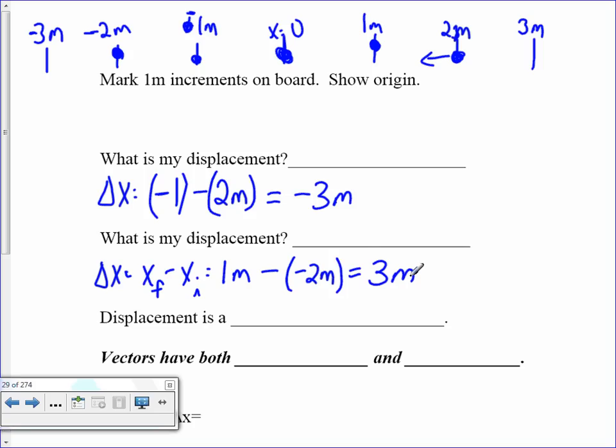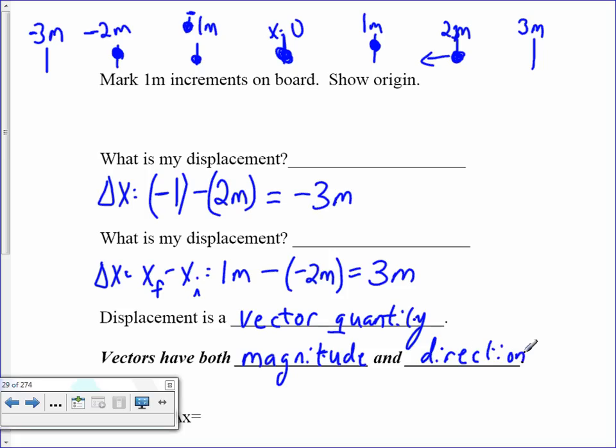So I have two displacements here, one of which is positive and one of which is negative. And that becomes important because displacement is a vector quantity. And vectors have both a magnitude and direction. They have both a magnitude and a direction.